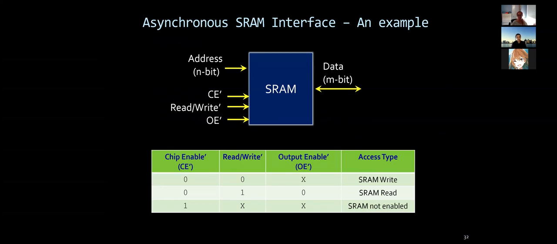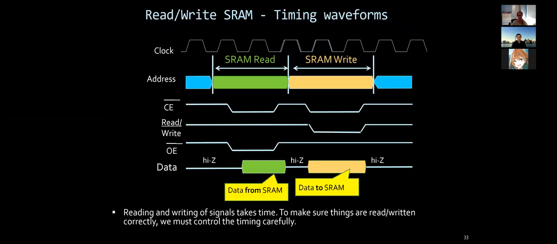So the asynchronous SRAM interface is an example. This part is still covered in all traditional classes as well. You have an address, you have read and write, and you have the data output. That's essentially the schematic of it. There's nothing really complicated here. And this is the timing waveform. There's an address coming, there's an SRAM read, and there's an SRAM write, and write takes longer. So essentially an SRAM read brings the data from SRAM, and the write puts the data into SRAM, right? And that's how the waves are organized.